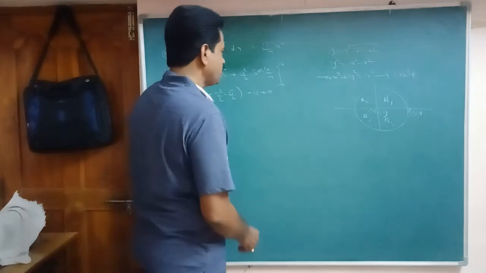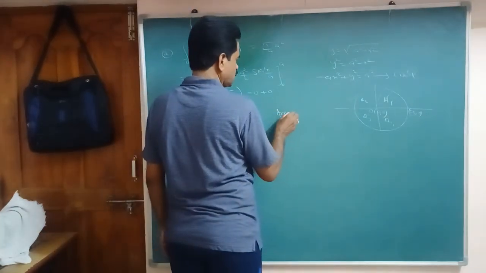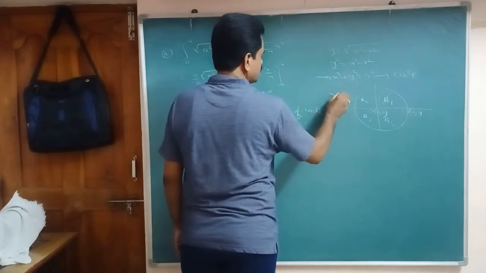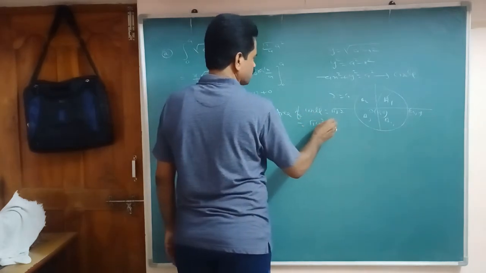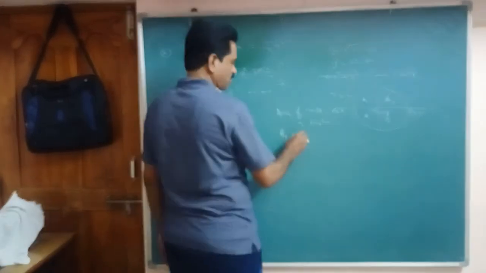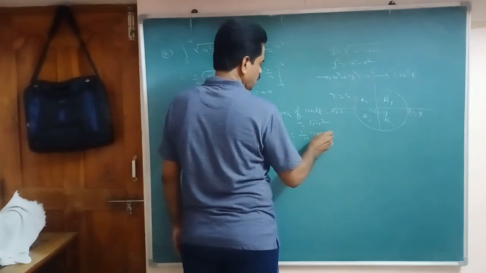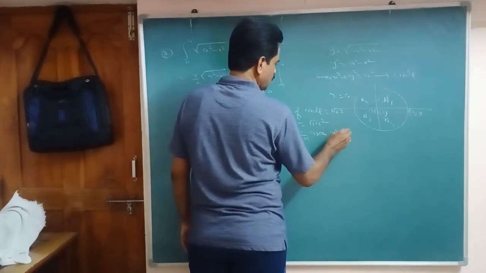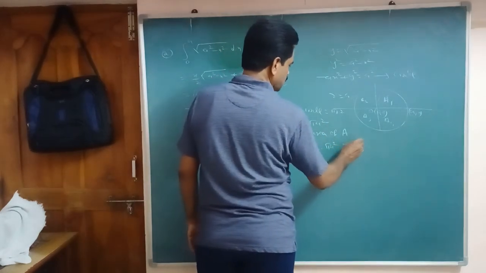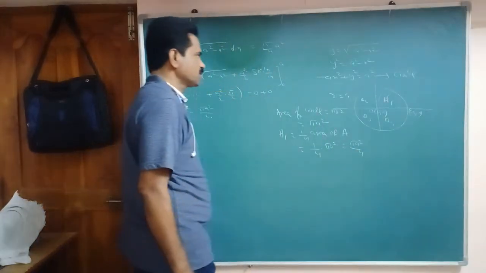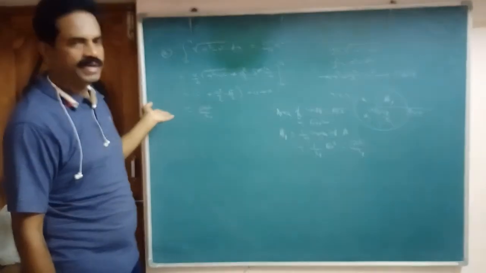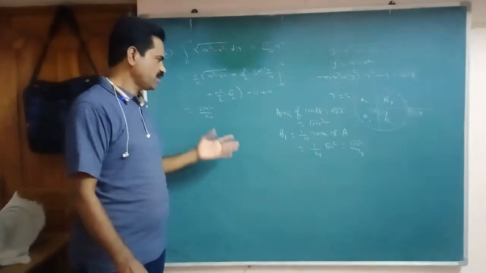So A1: we know the area of a circle formula is pi r square, where r equals a, that is pi a square. A1 is one fourth of the area of the circle, that is pi a square by 4. This is the geometrical representation, and this is using integration by parts. So we can find it here.